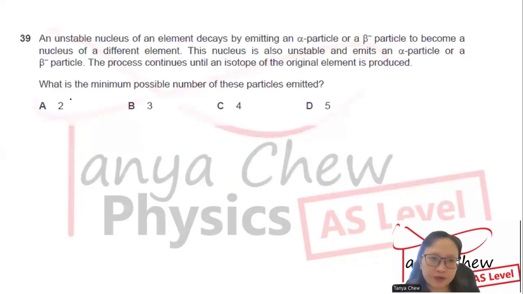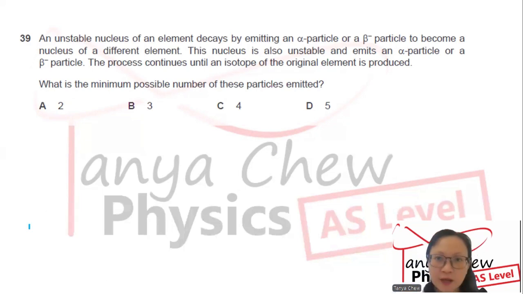Now, question number 39, an unstable nucleus of an element decays by emitting an alpha particle or a beta negative particle to become a nucleus of a different element. The nucleus is also unstable and emits an alpha particle or a beta negative particle. The process continues until an isotope of the original element is produced. What is the minimum possible number of these particles emitted?